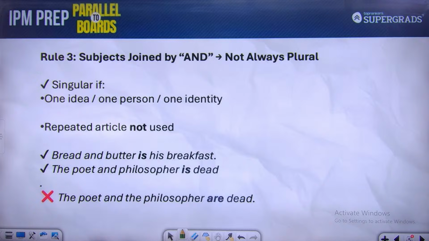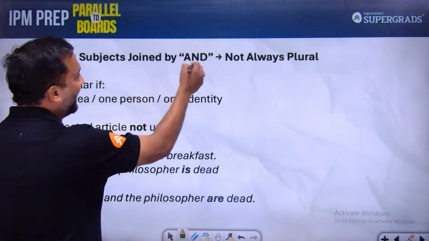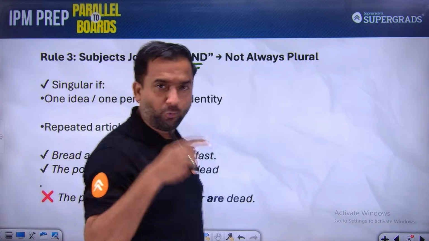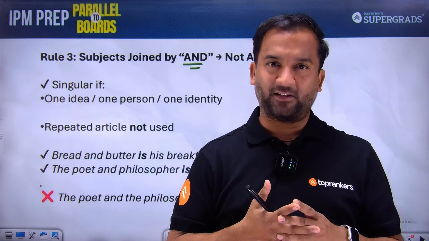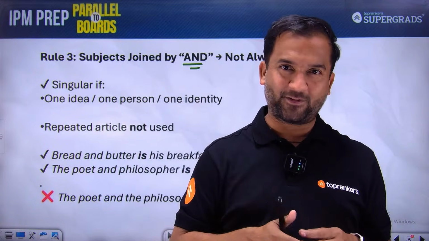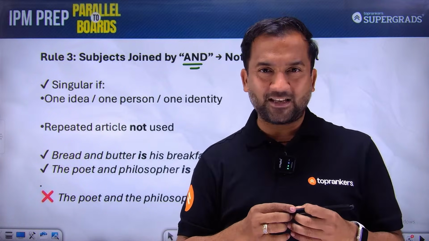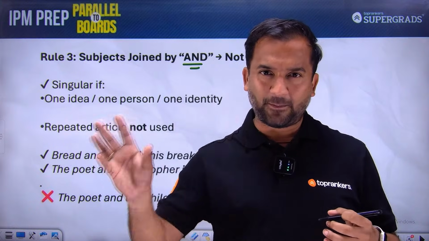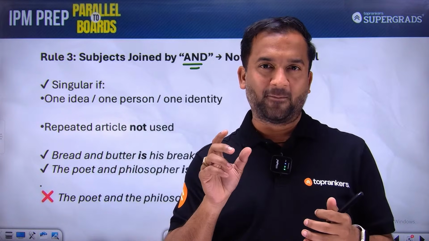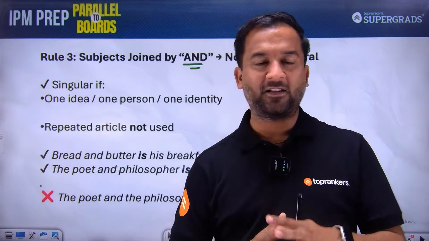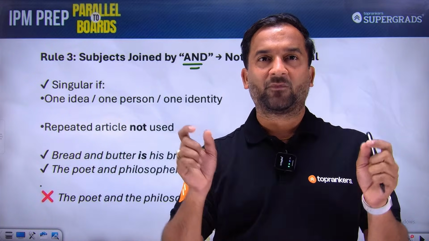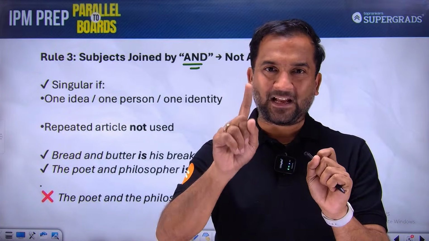Now, if we look at the third rule, subjects joined by "and" are not always plural. Yes, English, the beautiful language that it is. Jitne rules, utne exceptions. So, yes, the general rule suggests that whenever we have two subjects A and B joined by "and", it takes a plural verb. That's a general rule.